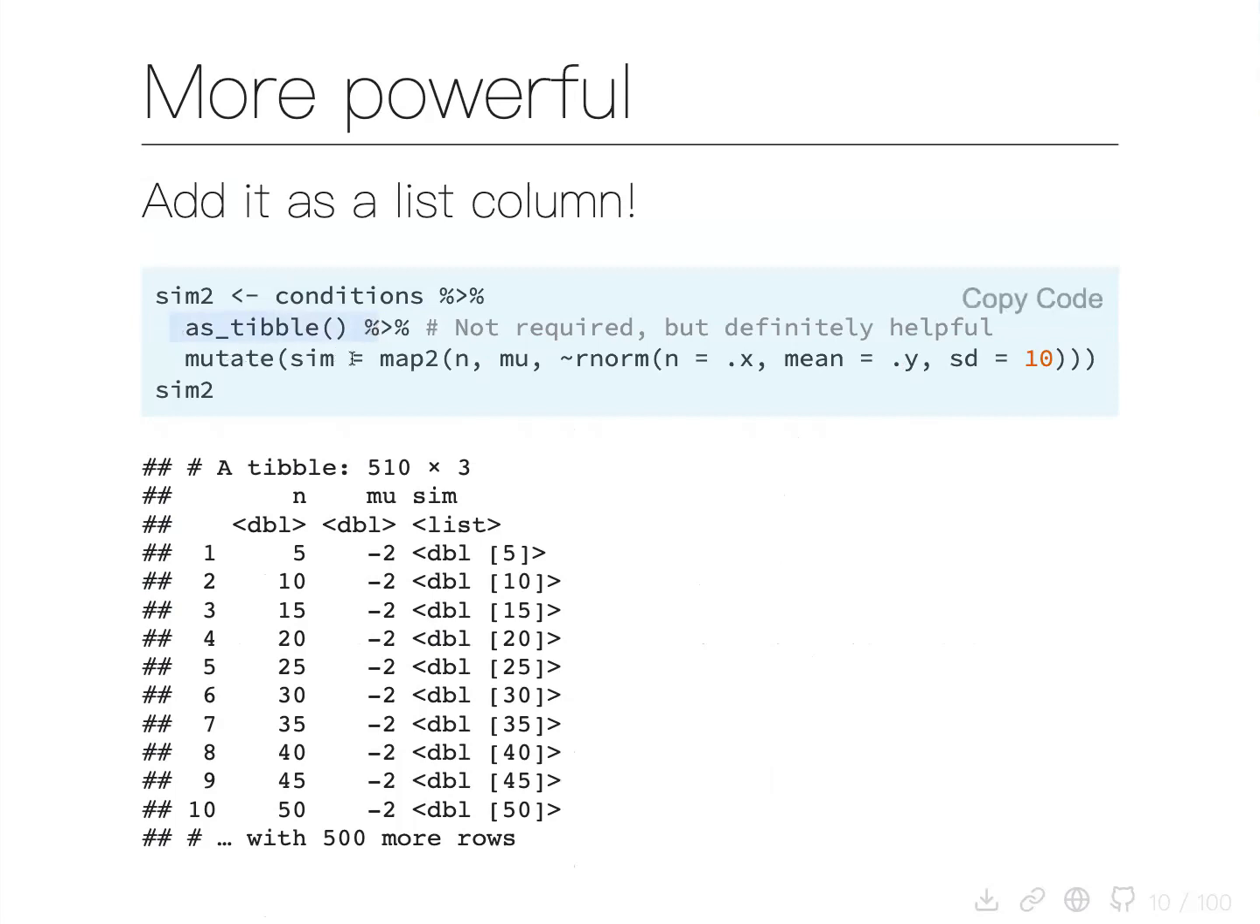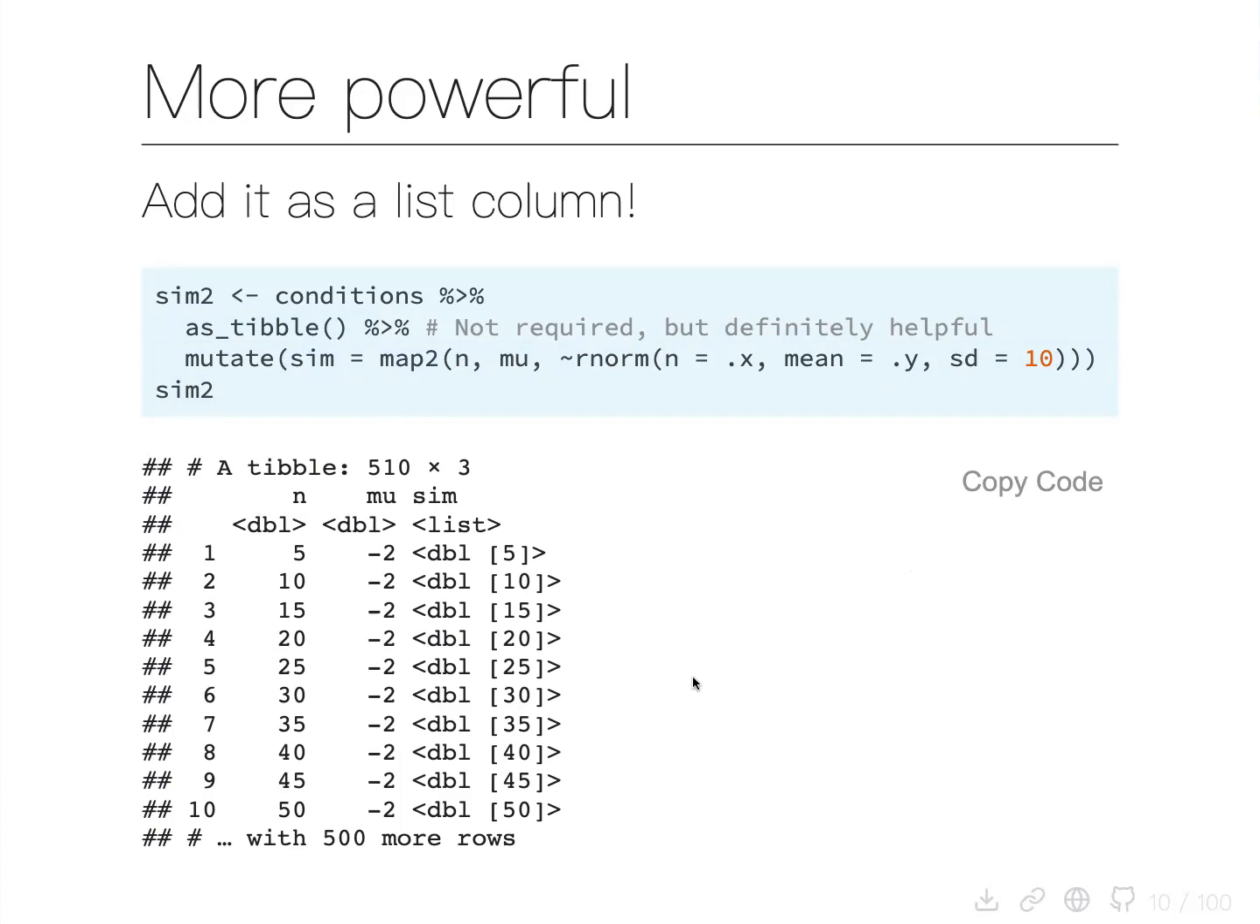Okay, then I just say mutate sim, or whatever I want to call this column, is equal to map2, and then I just supply the rest, right? n and mu, the things I'm looping over, which are the columns here, and then tilde rnorm .x and .y with a standard deviation of 10. Okay, and I get that list column.